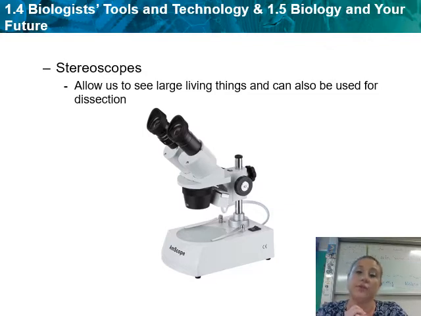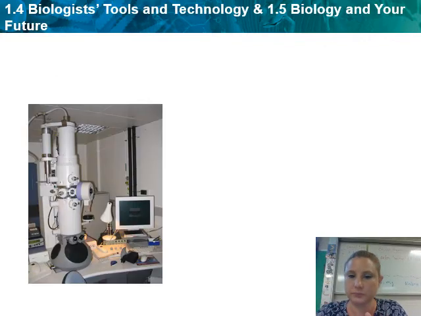We also can use this for dissection. If we want to enlarge something so we can cut it and look at the little pieces of it, we can do that. But again, it's more like a magnifying glass on steroids. It's not that super detailed image that you would see using a different kind of microscope.